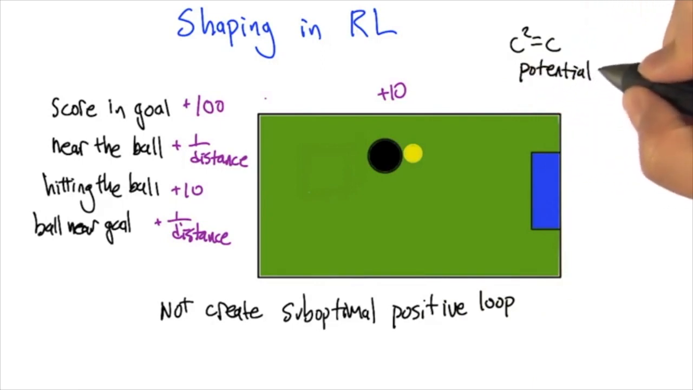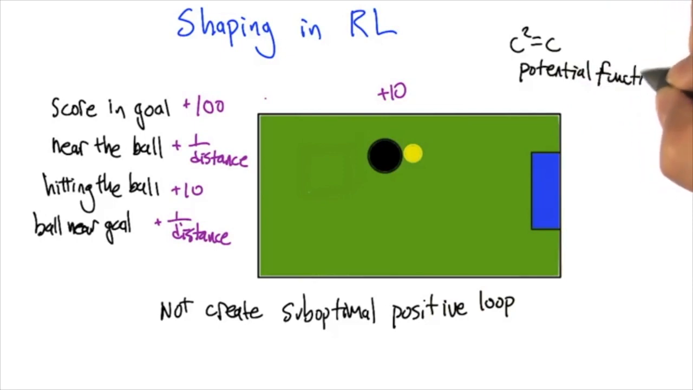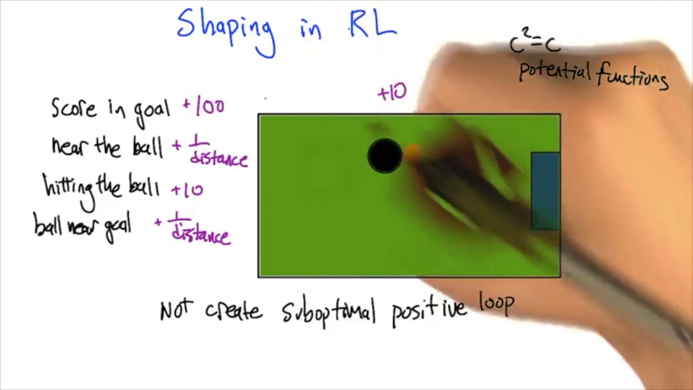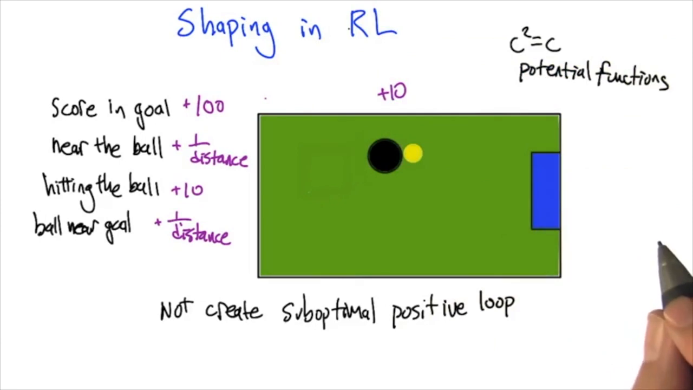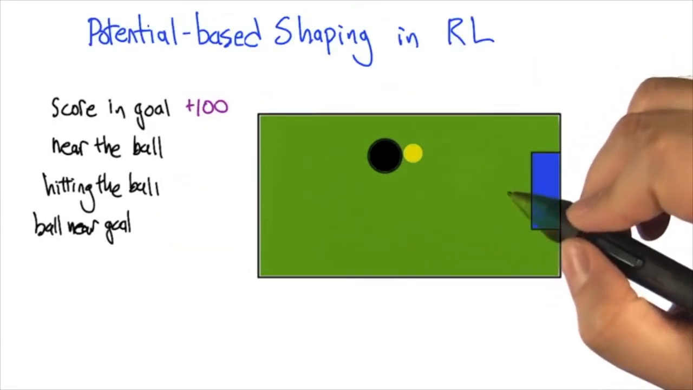So what I'm going to do is define potential functions and then show how we can use them to do shaping without actually messing up the optimal policy. I look forward to it. So the idea of potential-based shaping is going to be this.